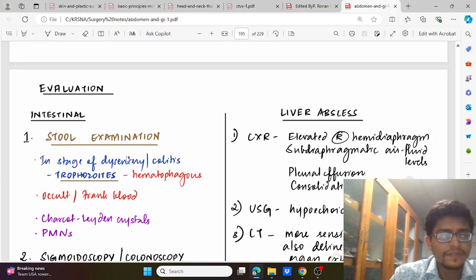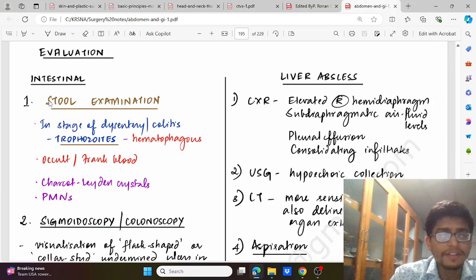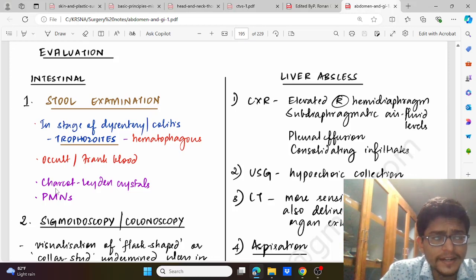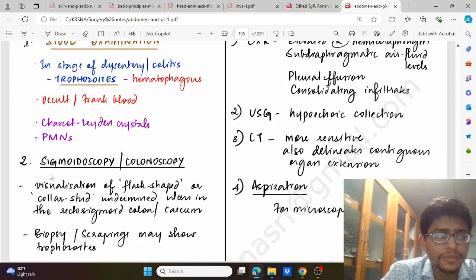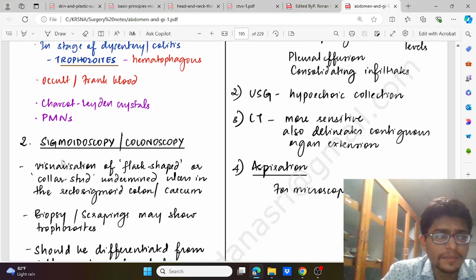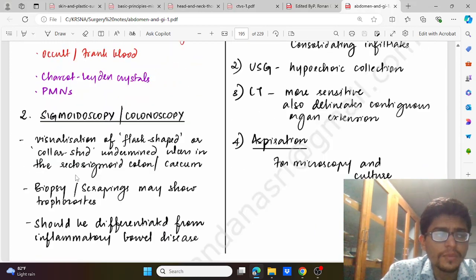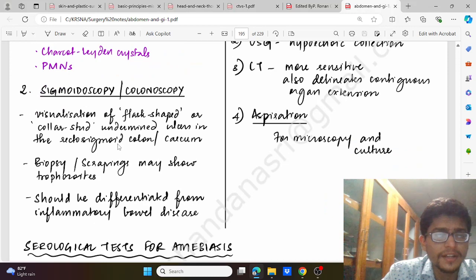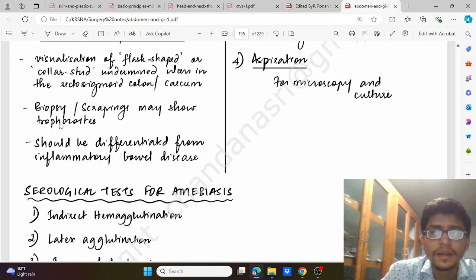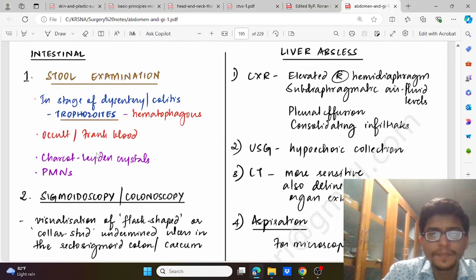And evaluation will be, in case of intestinal disease, we will examine the stool where we will see trophozoites and occult or frank blood, Charcot-Leyden crystals, polymorphonuclear neutrophils. Sigmoidoscopy or colonoscopy will show flask shaped or collar stud ulcers in the cecum or rectosigmoid. Biopsy or scrapings may show trophozoites, and it should be differentiated from inflammatory bowel disease.